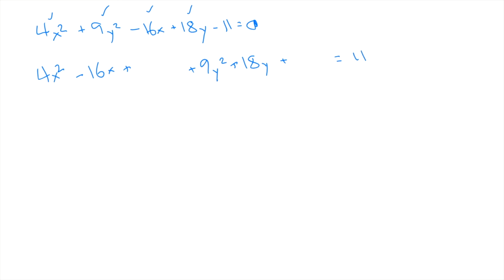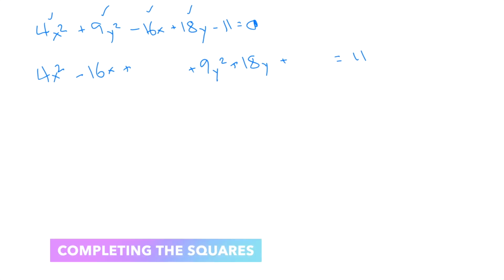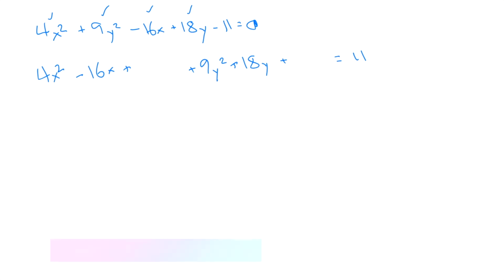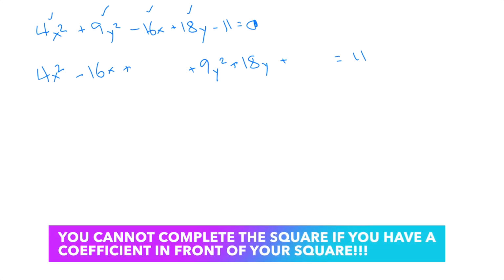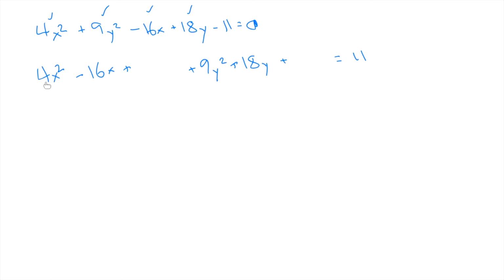We are ready to complete the squares. So half of 16, hold up, hold up, hold up. Remember, and you might not because it's been a while. It was chapter 3 that we completed squares, and that was some time ago. You cannot complete the square if you have a coefficient in front of your x squared. So here's a 4. This 4 means you can't complete the square. And over here in front of the y squared, there's a 9. You can't complete the square.